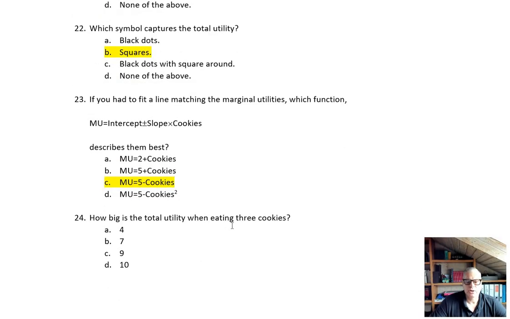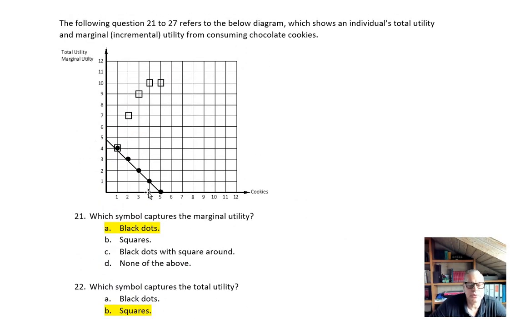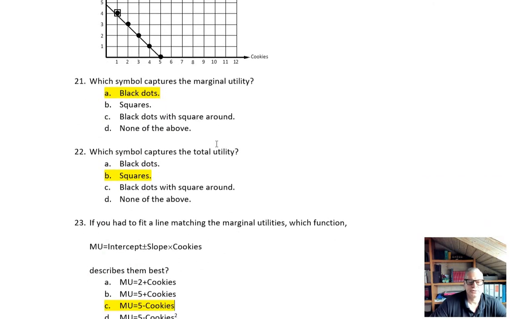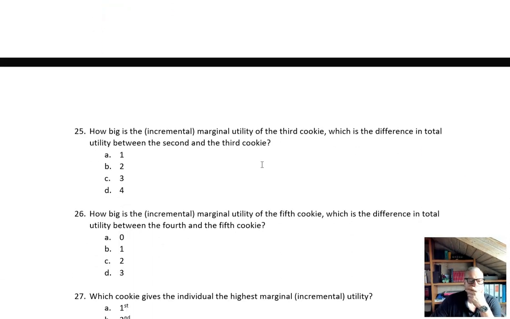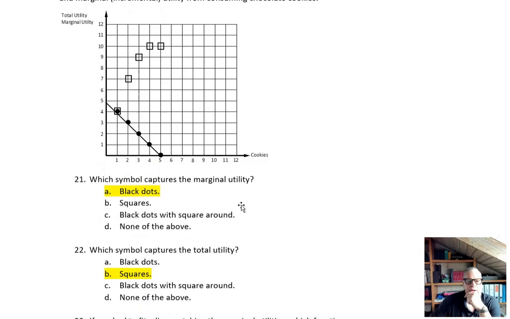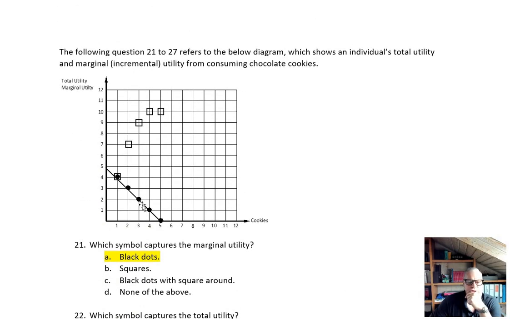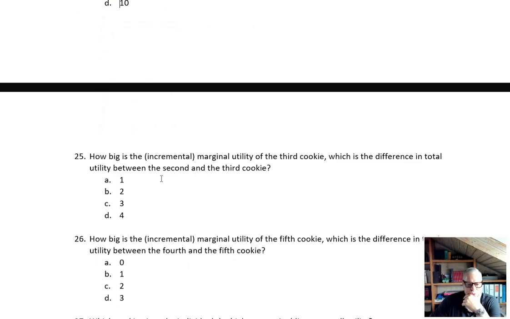So how big is the total utility when eating 3 cookies? When eating 3 cookies, total utility is 9. So at 3 we have a total utility of 9. How big is the incremental or marginal utility of the third cookie, which is the difference in total utility between the second and the third? The marginal utility is 2, which is an increase from 7 to 9.